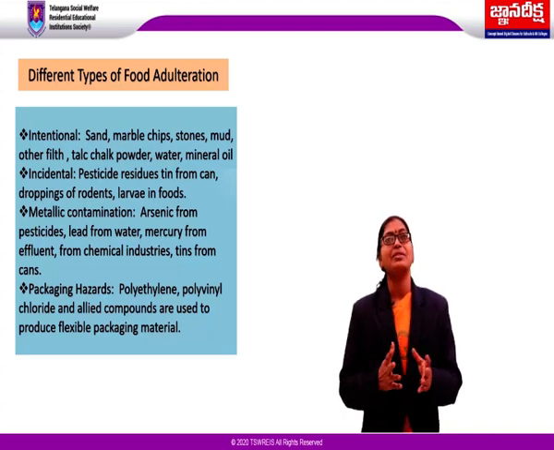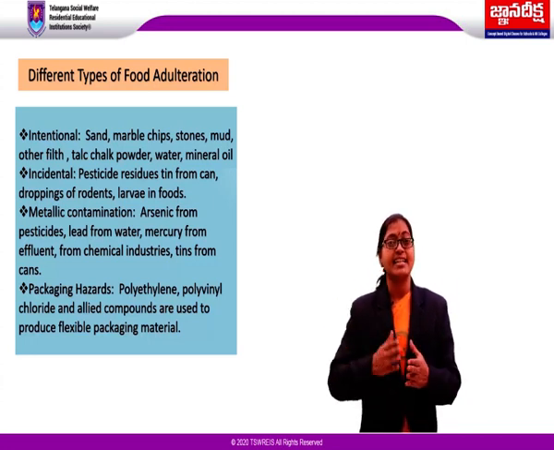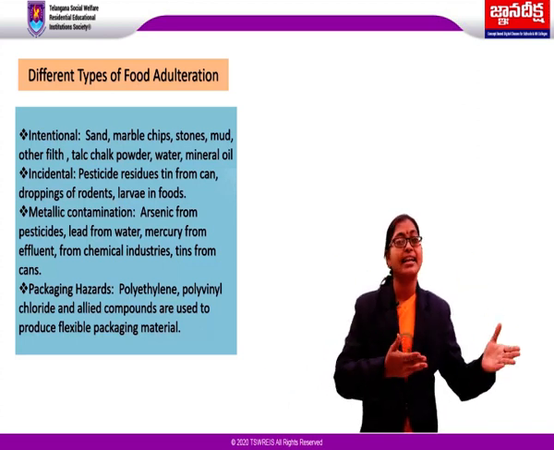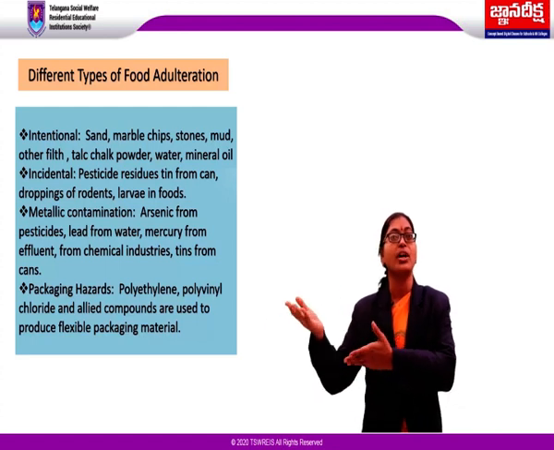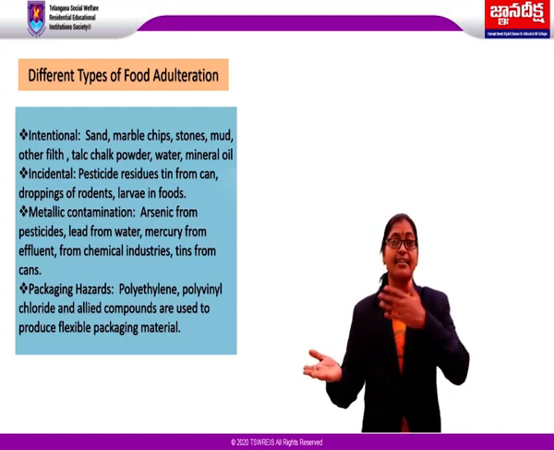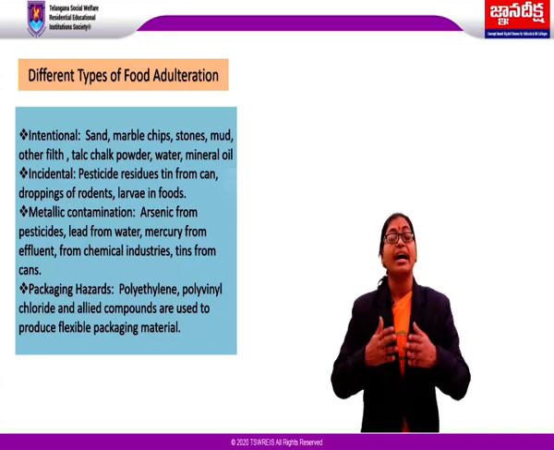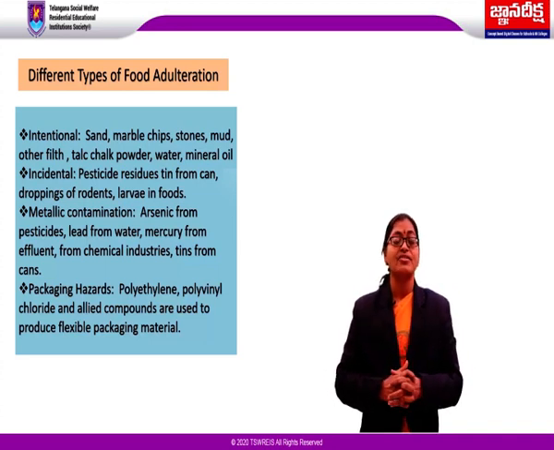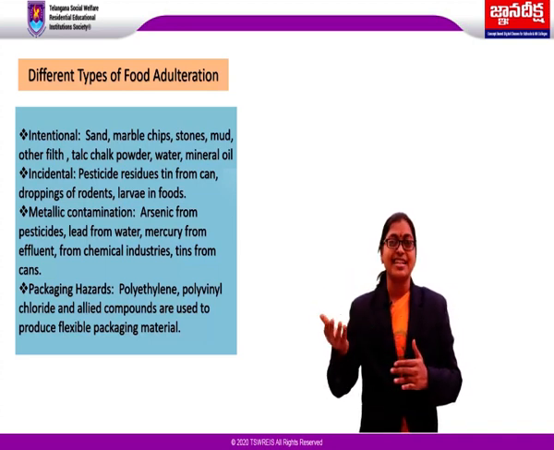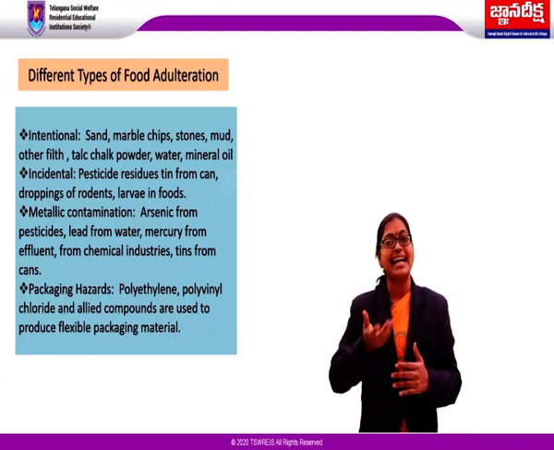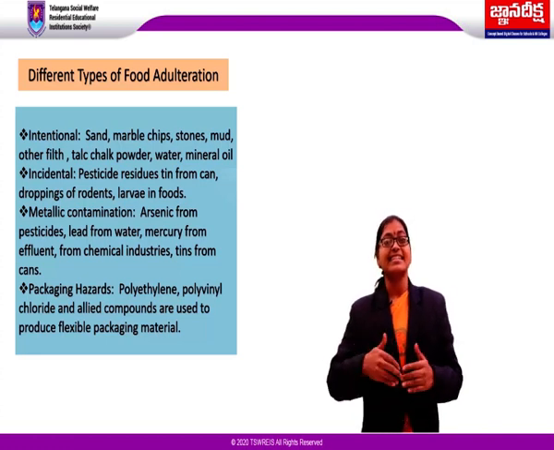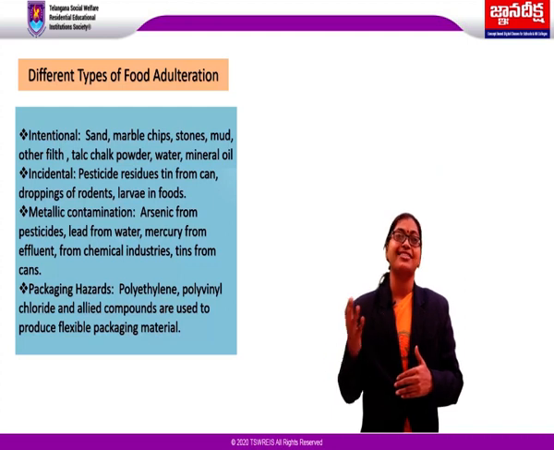Sand particles, marble chips, stones, mud, and other filth from the agricultural fields, some of the pesticides, in which arsenic from the chemical factories, mercury, lead and so on are going to enter the water resources like lake, river, pond and so on, where the aquatic animals consume such chemicals or metals. If we consume such seafood or water animals as food, such metals are going to enter our body. So this is considered as metallic food adulteration.